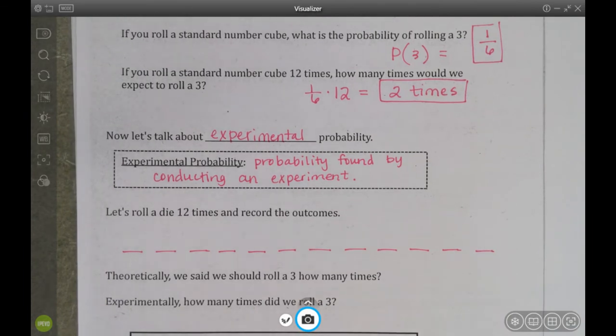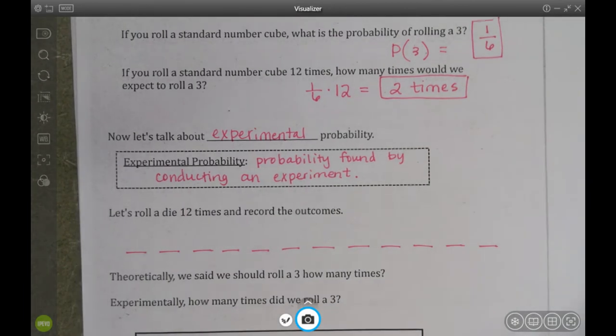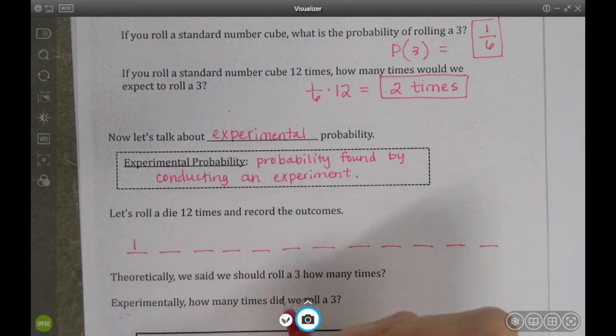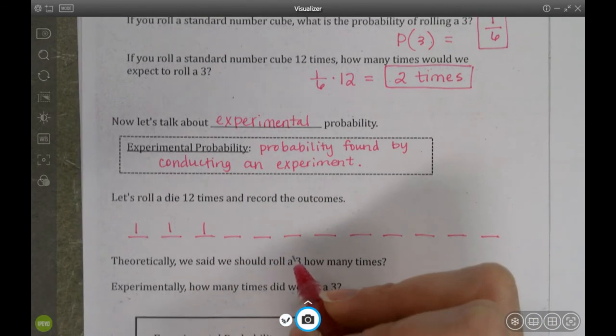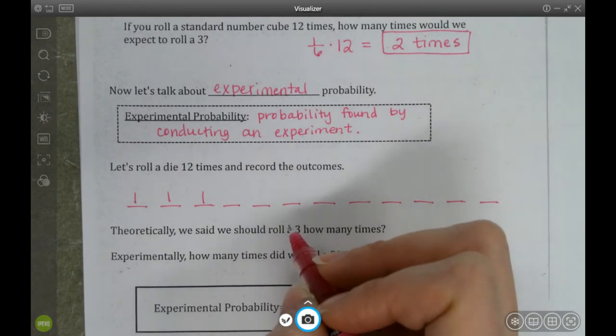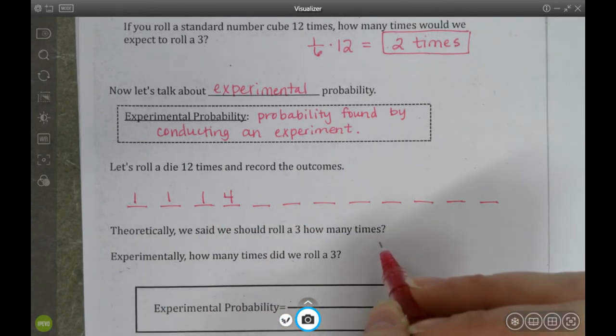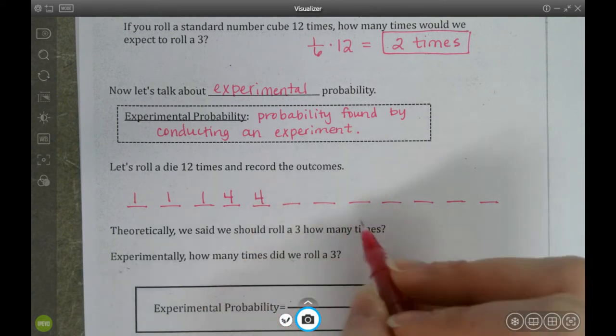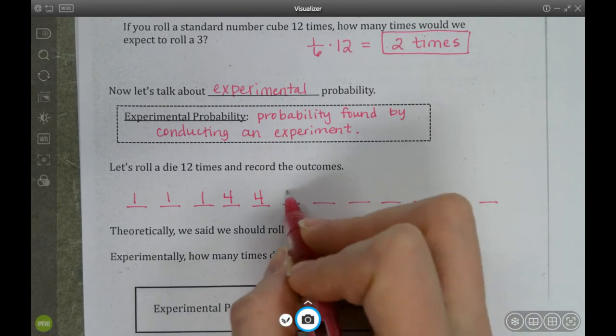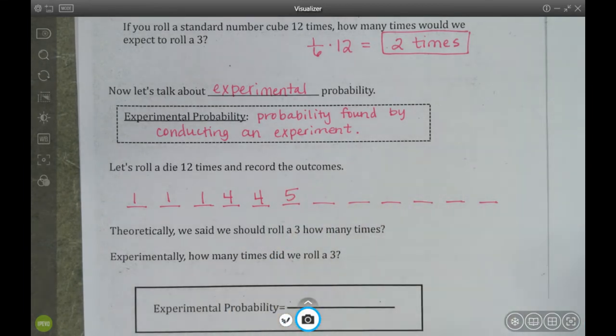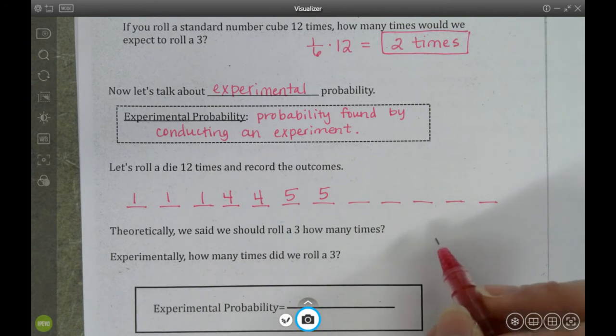Actually, I'm going to let one of you do this. Who wants to roll this for me? All right, Weston. So roll it and tell me what you get. 1. Okay. 1. You're not going to believe it. It's a 1? It's a 1. I'm actually shaking it too. 4. 4. 5. 5. This is impressive.